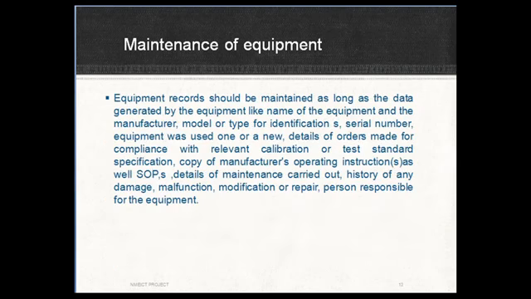Equipment records should be maintained as long as the data generated by the equipment, like name of the equipment and the manufacturer, model or type for identification, serial numbers, whether equipment was used, old or new, details of the order made for compliance, calibration tests, standard specification, copy of manufacturer's operating instructions as well as SOPs, details of the maintenance carried out, history of any damage, malfunction, modification or repair.